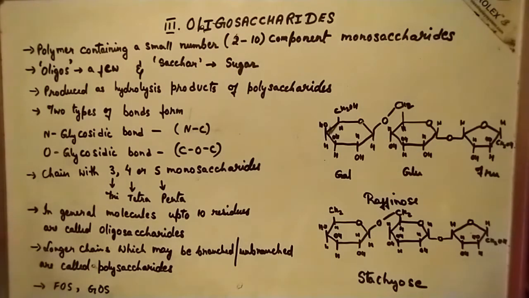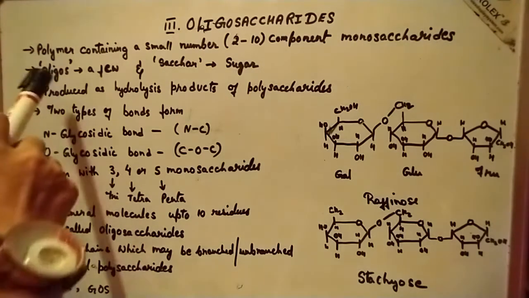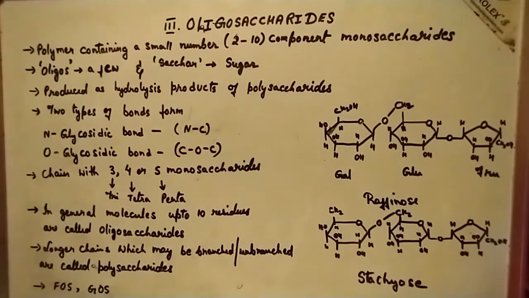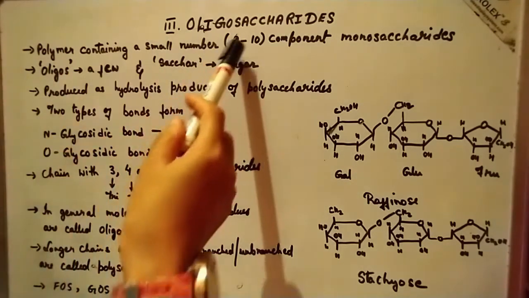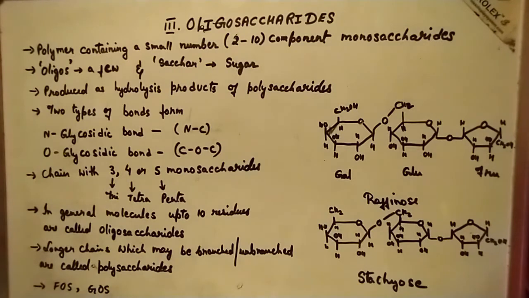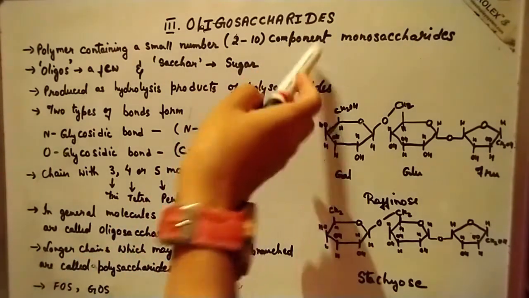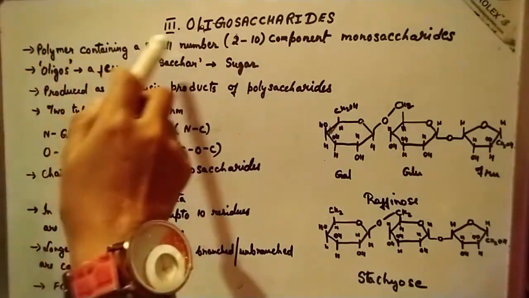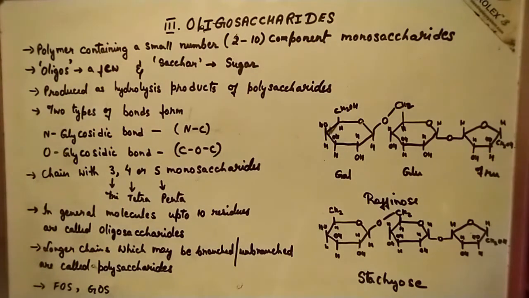So now we'll come to the third class of carbohydrate, that is oligosaccharides. Oligosaccharides are polymers containing a small number, typically 2 to 10, of component monosaccharides. So they are polymers containing a small number of monosaccharide units.